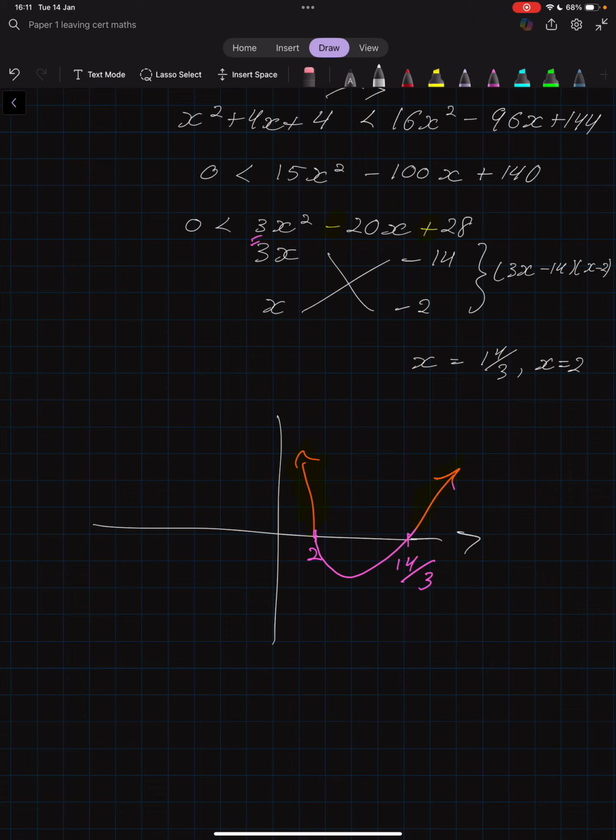Therefore, I want x to be greater than 14 over 3, or I want x to be less than 2, because I want the x values that are left of 2, which means they're less than. And there's your final answer for those.